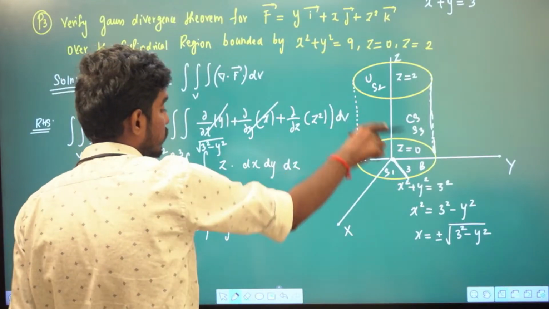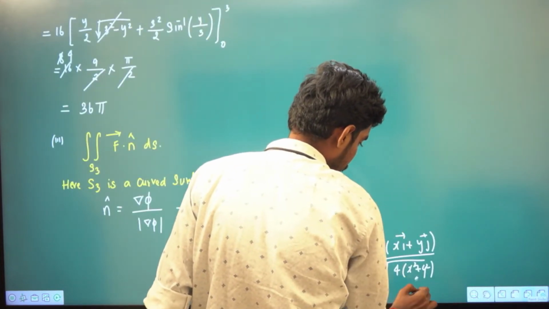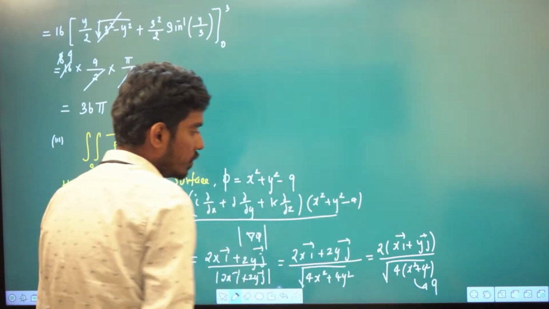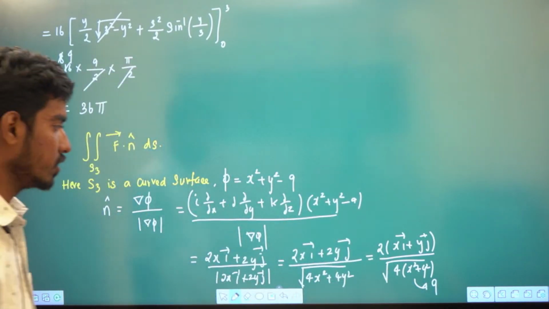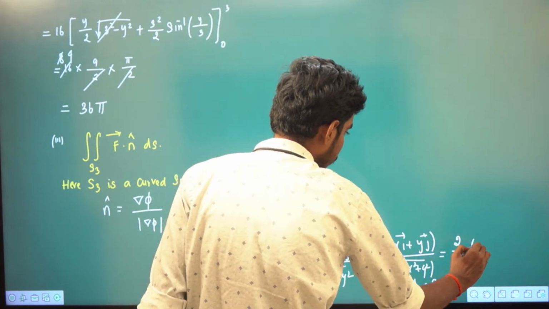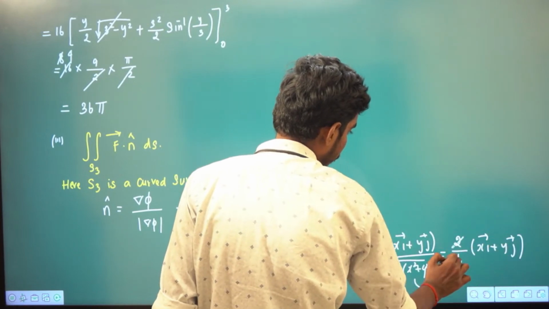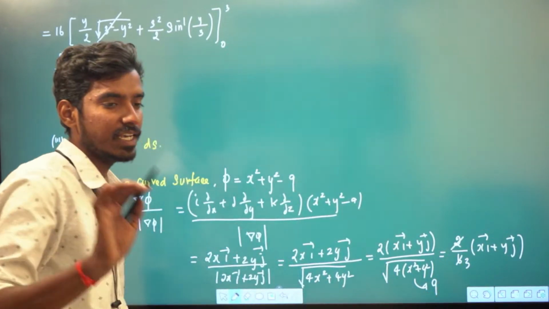So we know x square plus y square is 9. So substitute this 9 here. So this will be 4 nines are 36. So root 36 is 6. So 2 by 6 (xi plus yj). So 1 by 3 (xi plus yj) is your n cap.